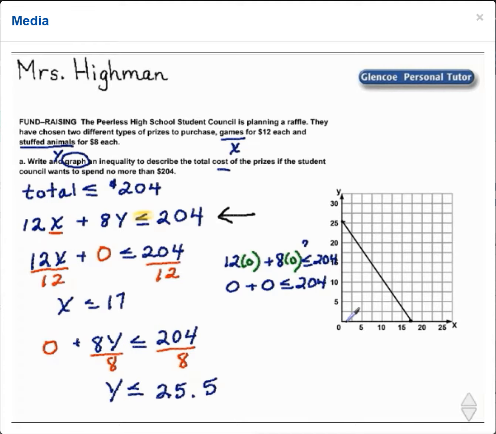So since this point down here, 0, 0 works, that means that every point that is below the line that we drew is part of our solution. So we're going to shade in everything below that line. And you'll notice that we're stopping here at the y-axis and x-axis because we're going to keep everything in the first quadrant. The reason is we're talking about games and stuffed animals, and we have to have only positive values for our stuffed animals and games.